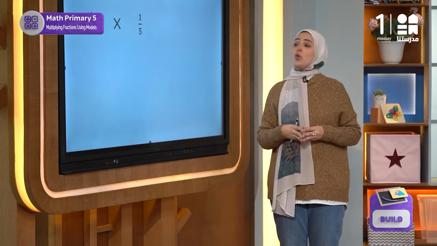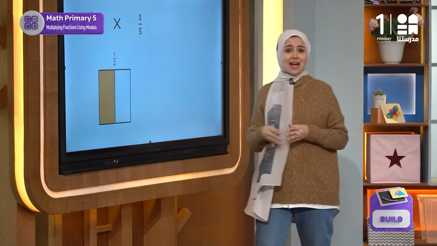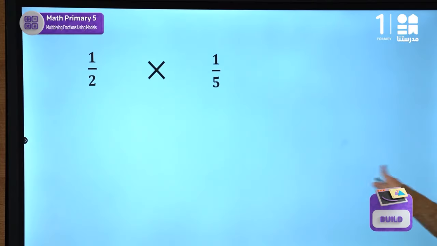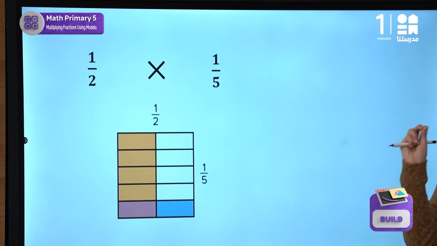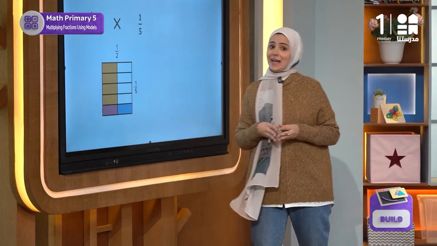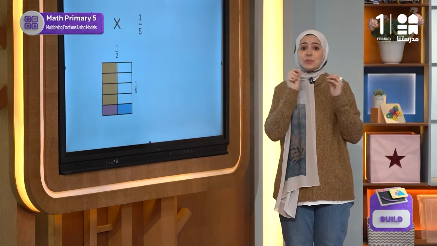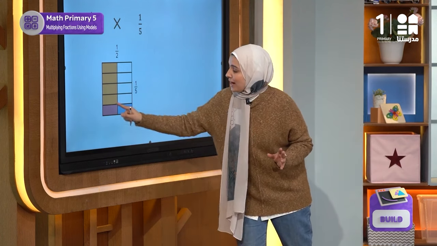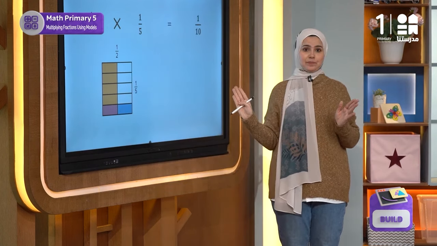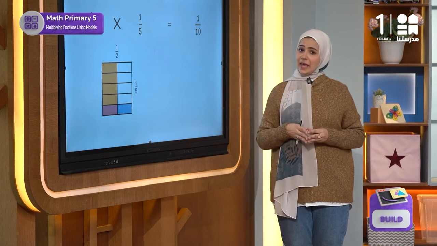Now, for the fraction 1 over 2, we will divide the model into two halves like that, and we will color only one part. The second fraction is 1 over 5, right? Which means we have 5 rows, and we will color only one row like that. And the product will be the overlapped shaded part. So what is my shaded part here overlapping? It represents 1 over the total, which is 10.